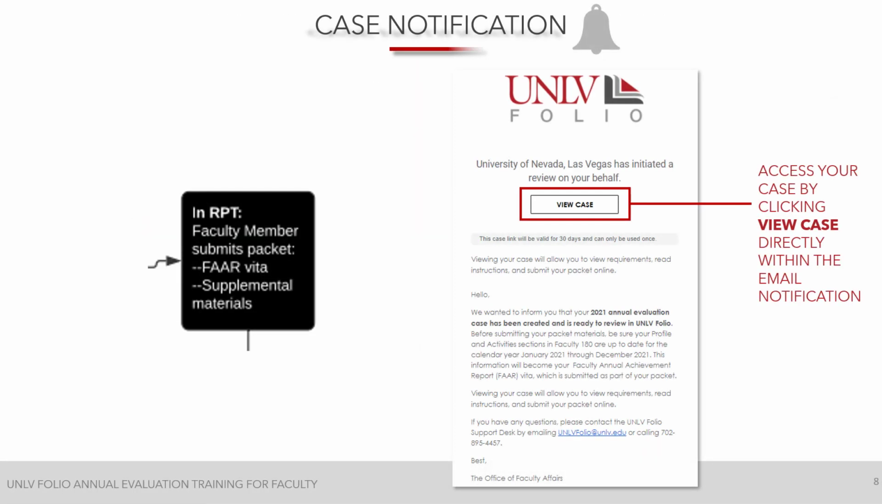The Office of Faculty Affairs is working on creating your annual evaluation case. We notify faculty of their cases by mid-December. A case is required in order for you to submit your FAR Vita and any supplemental materials. You can access your case directly from the email notification you receive. However, there are also other alternative ways to access your case, which I will go over with you next.